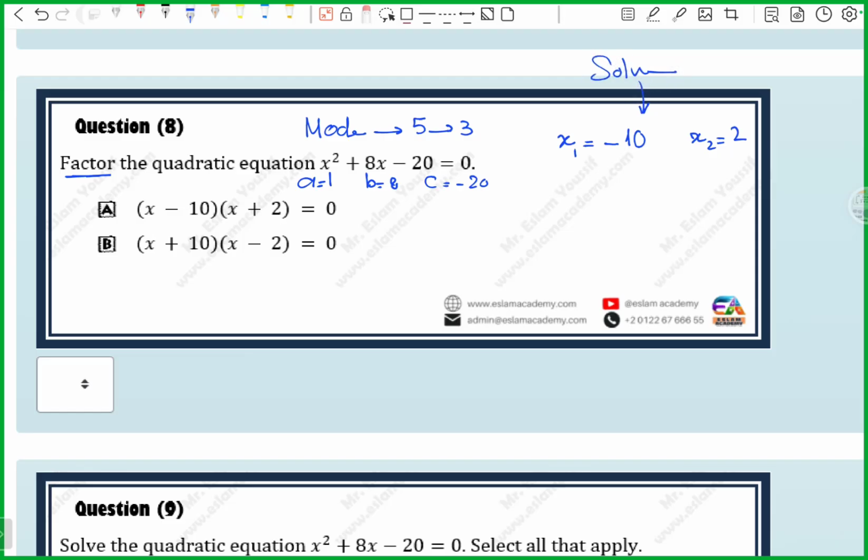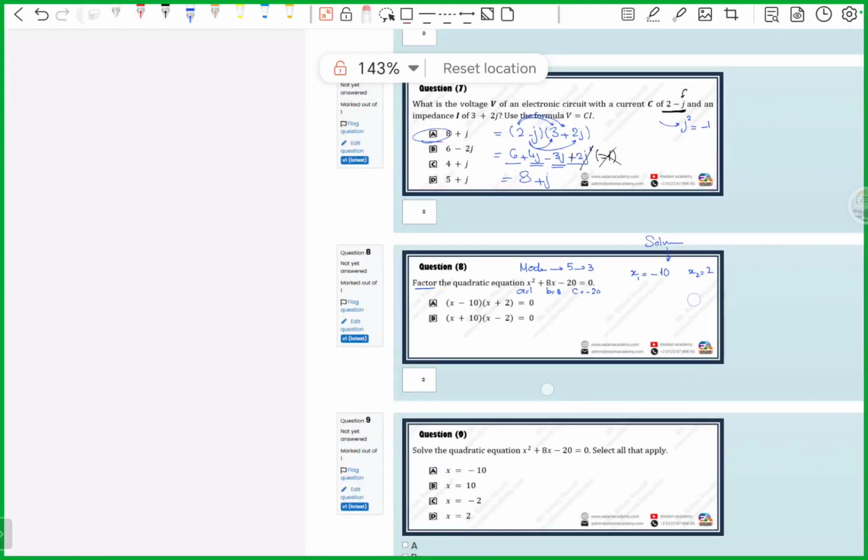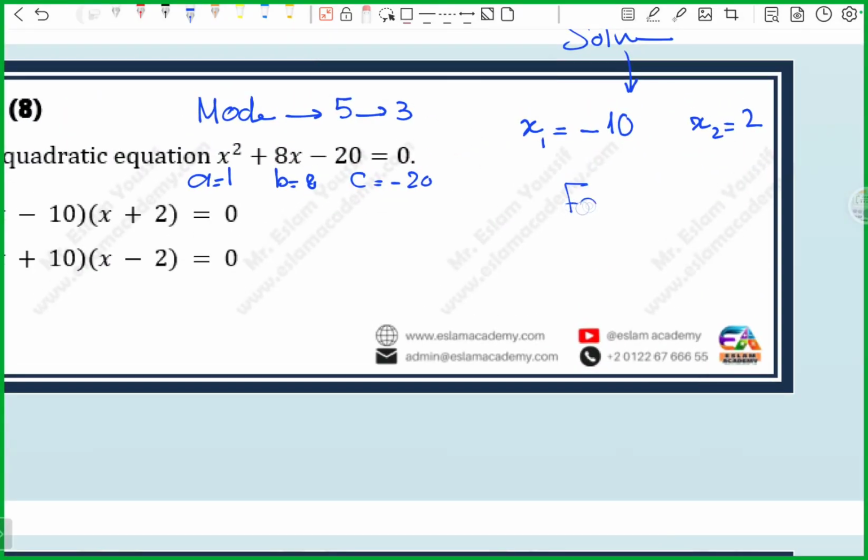Finished, you are done. If the question is asking to factor, it means we need to put the answers inside the brackets. So it will be, just write x. What is the answer that you find here? Negative 10, it will be positive 10. Change the sign. So to factor, change the sign of the answer.